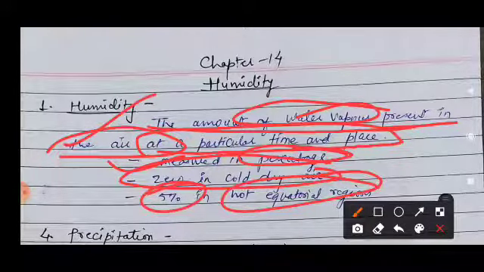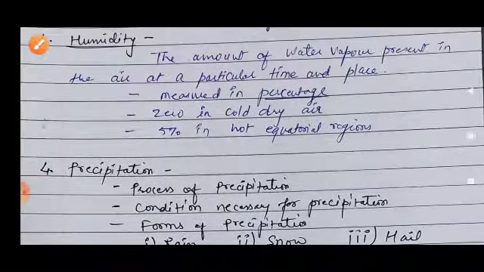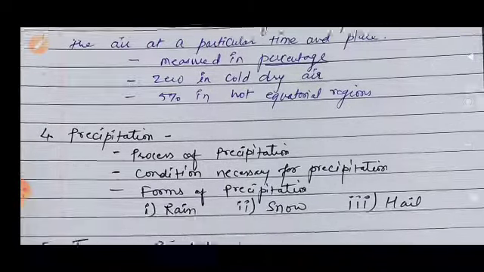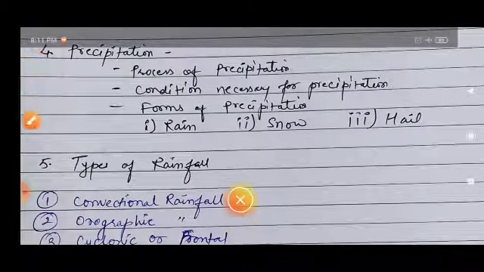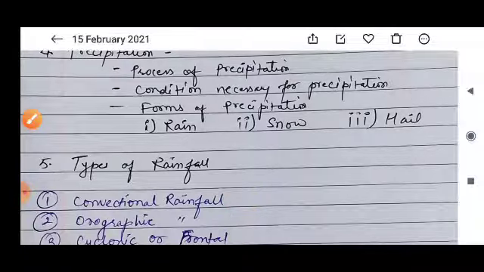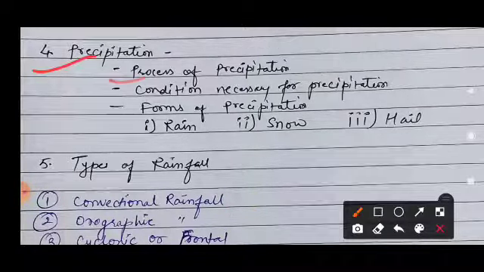Then second, in your course this year, the comparison and difference between relative and absolute humidity is not there. We are directly shifting to precipitation, because only the meaning is given in this lecture or in this year's course. So we are directly shifting from this part to the process of precipitation.